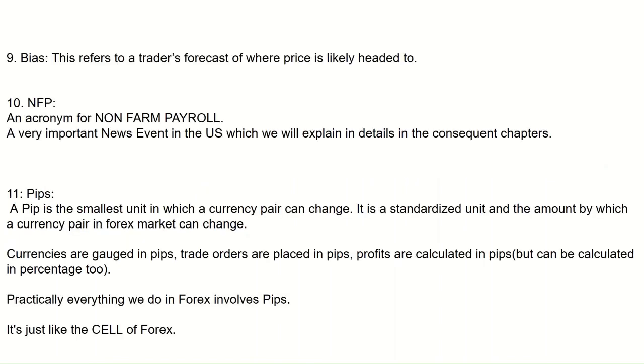Bias. What is bias? This refers to a trader's forecast of where price is likely headed. When you analyze the market, you are going to have what we call a bias. It means you are going to have a place you predict the market to head towards. Either you have a bullish bias, which means you expect the market to move upward from a lower place to a higher place, or you have a bearish bias, which means you expect the market to move from a higher place to a lower place. It means you expect the market to sell. So a bullish bias means you expect the market to buy. A bearish bias means you expect the market to sell. I hope you are getting it now.